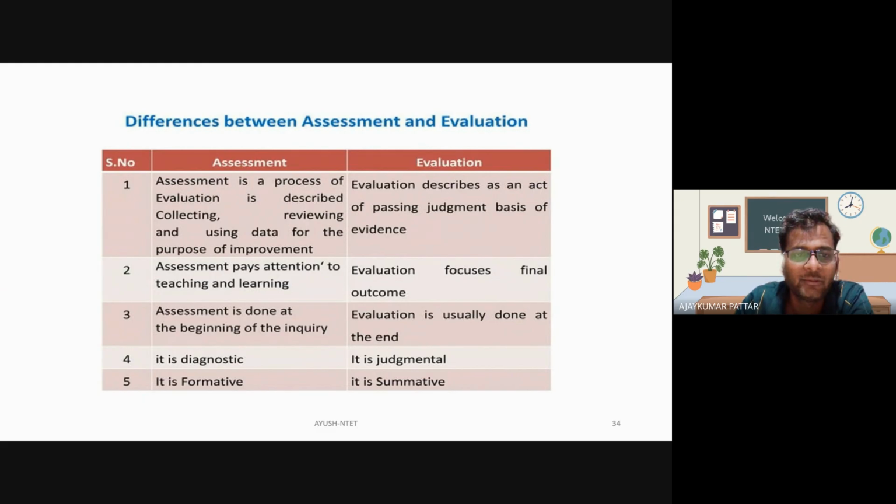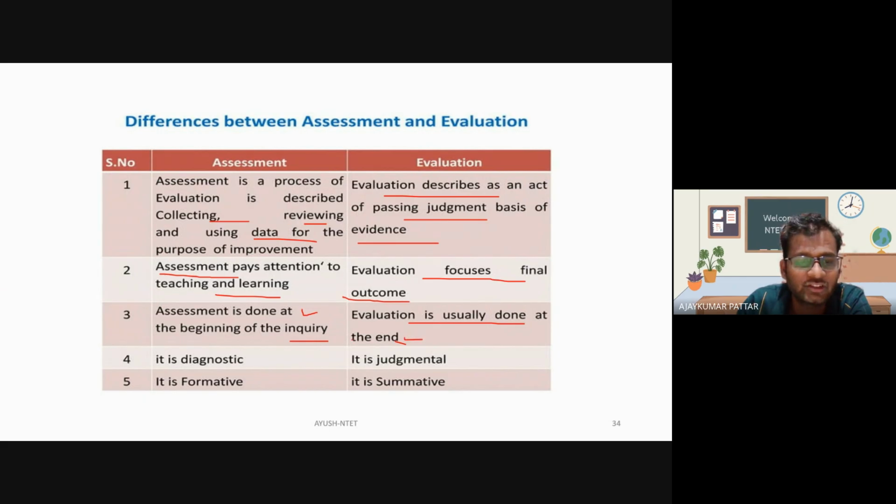Assessment is a process of evaluation as described: collecting, evaluating and using data for the purpose of improvement. Evaluation is described as an act of passing judgment on the basis of evidence. Assessment pays attention to teaching and learning. Evaluation focuses on the final outcome, whether final outcome आया नहीं आया, that is the evaluation. Assessment is done at the beginning of the inquiry. Evaluation is usually done at the end. End means after the completion of the course.